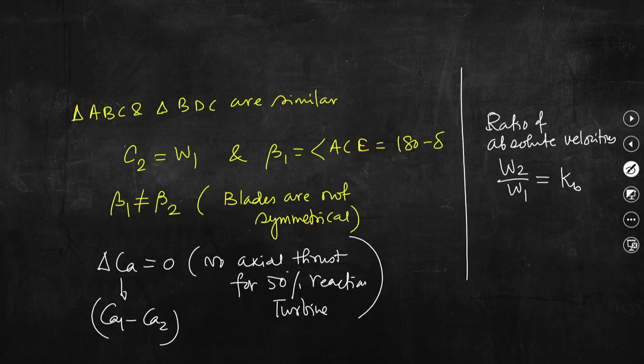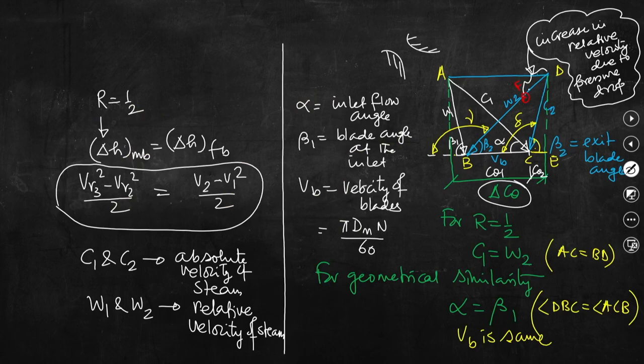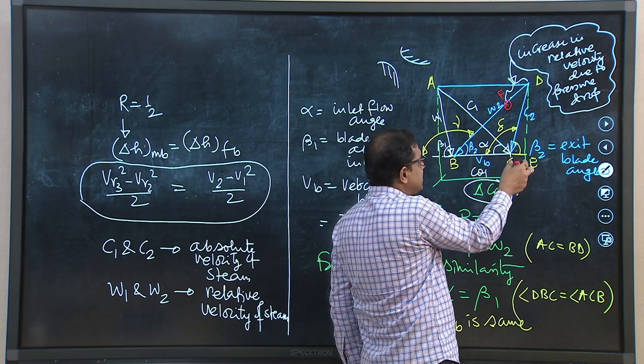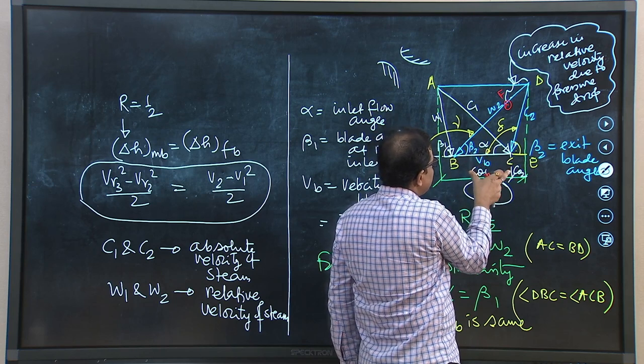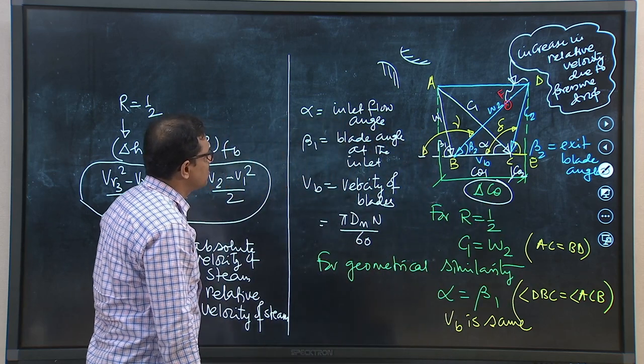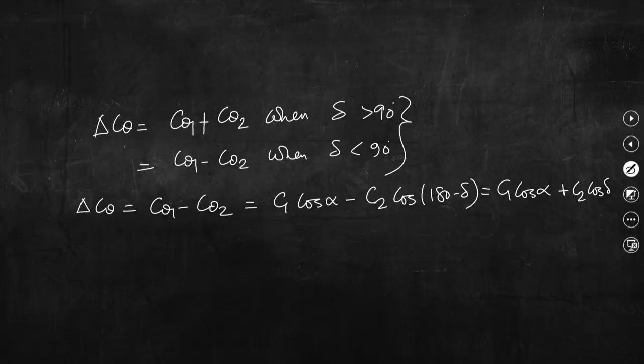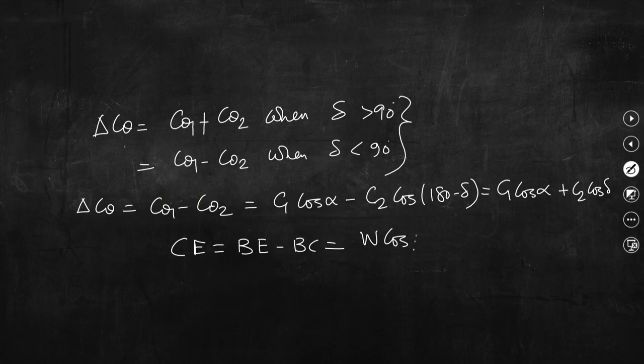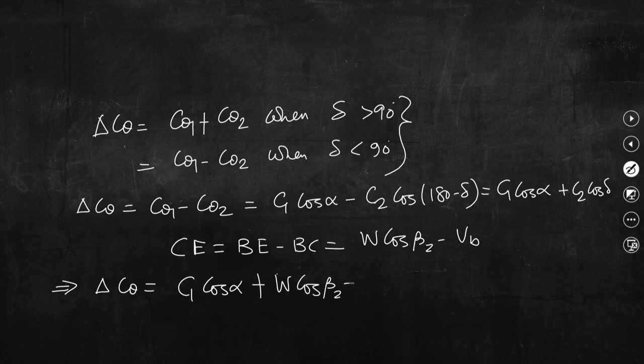Now, this C 2 cos delta, again we can write, that is equal to W 2 cos beta 2 minus V B. So this small component C E is B E minus B C. So we can write C E equal to B E minus B C, that we can see from this particular figure, and B E equal to W 2 cos beta 2, minus V B. So we can write again delta C theta equal to C 1 cos alpha plus W 2 cos beta 2 minus V B.